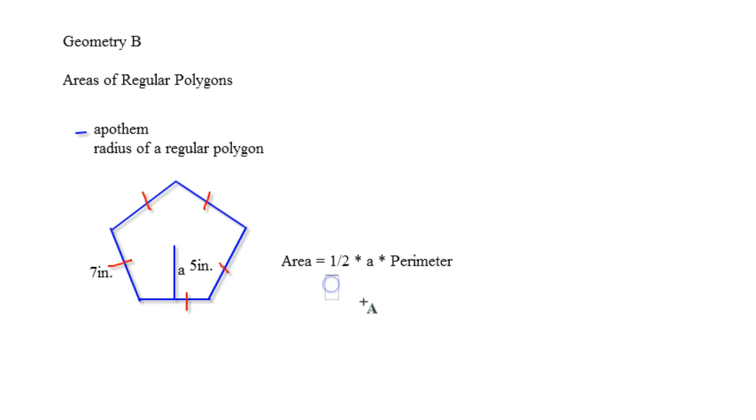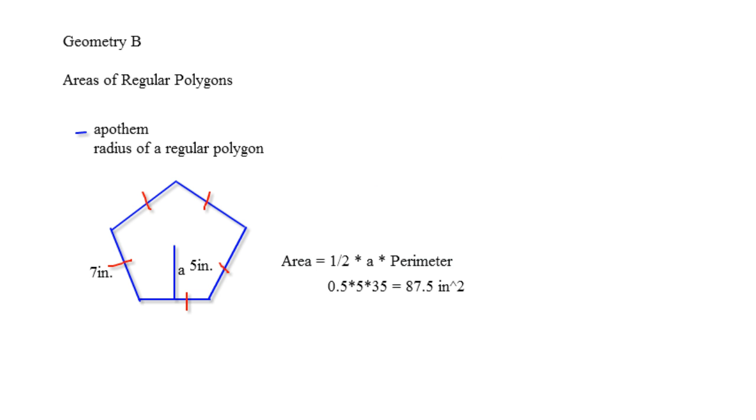All right, so my formula is going to be set up as 0.5 times 5 times, since we're dealing with the pentagon, there's going to be 5 sides of 7 each. So that's going to be 35. Okay, so we check it out on our calculator. So that is going to turn into 87.5 inches squared. Okay, so something as simple as that.